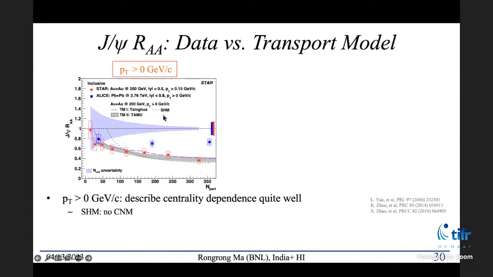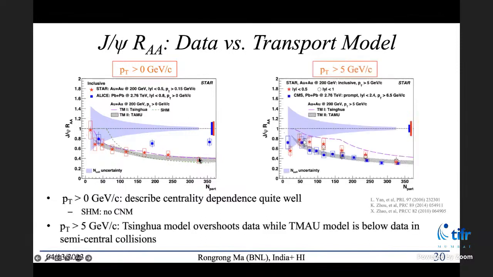This particular statistical hadronization model doesn't have any cold nuclear matter effect. That's why the RAA goes to one in peripheral events, and that's why it's above data. So there is a clear cold nuclear matter effect shown in data. But in central collisions, it also seems to agree with data reasonably well. At high pT, now you can see the Texas A&M model calculation shown in black and the Tsinghua model calculation in magenta, and data seems to be in between. I think more tuning is probably needed for both models.